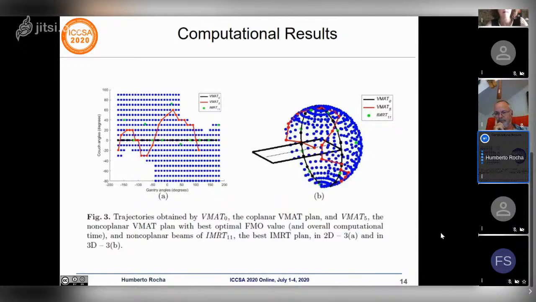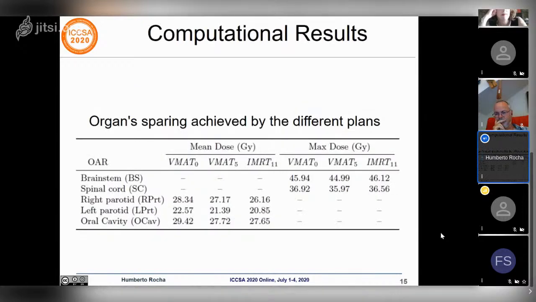In this figure, we present the different trajectories or beam directions for each of the plans. The measures typically observed by medical physicists are tumor coverage metrics, that is the amount of dose received by tumors. The tumor coverage is very similar for all plans, and the difference occurs in organ sparing, and that's what we have here, the amount of dose received by the surrounding organs.